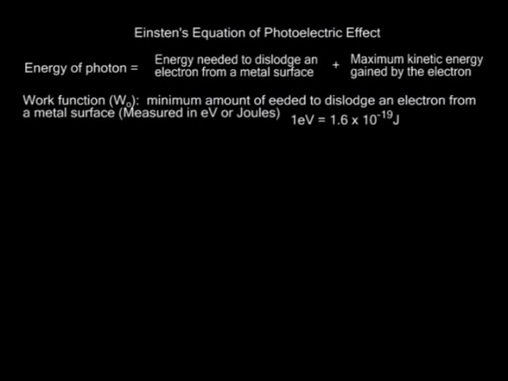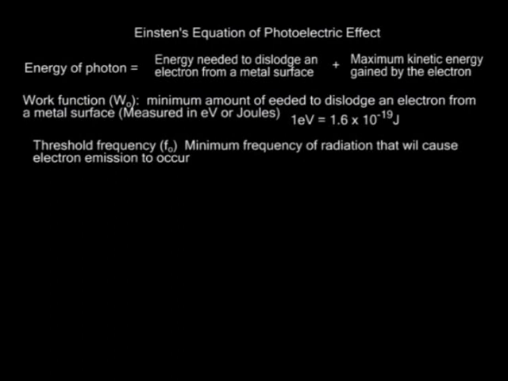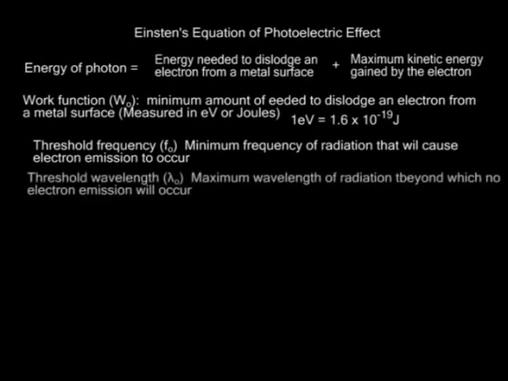Emission of photoelectrons will not occur from a metal surface if the frequency of the radiation falling on it is below a certain value. This minimum frequency is known as the threshold frequency f0 for the metal. The corresponding wavelength is called the threshold wavelength λ0, the maximum wavelength beyond which no photoelectric emission will occur. The work function is thus given by work function = hf0. This can be expressed as work function = hc/λ0.